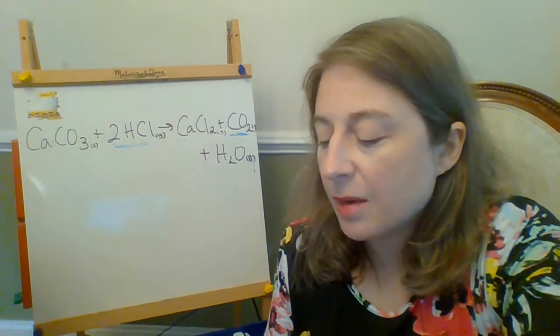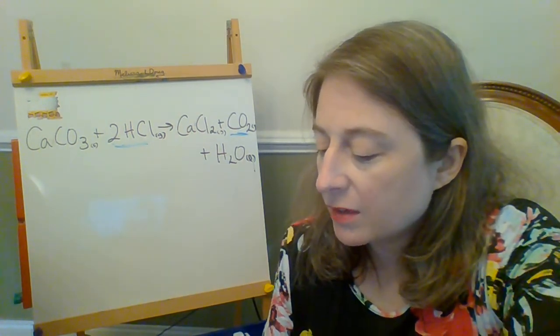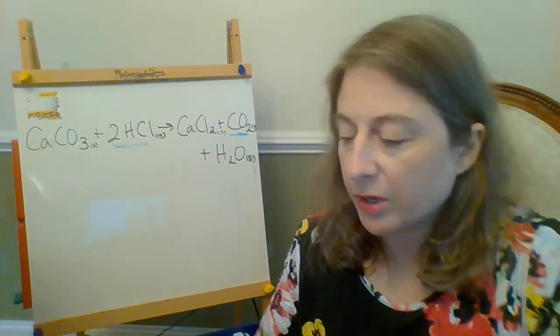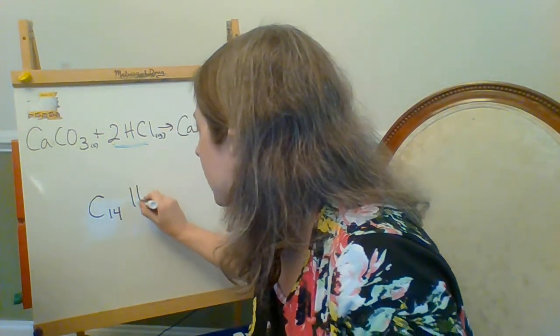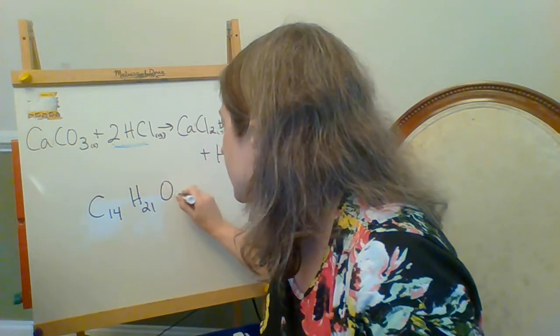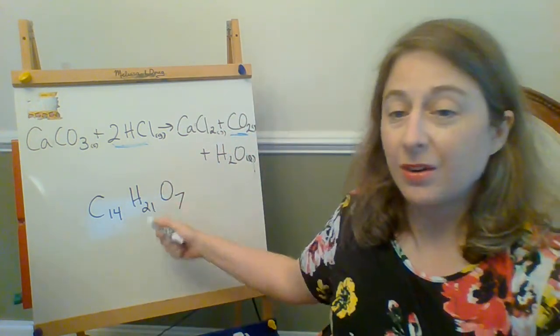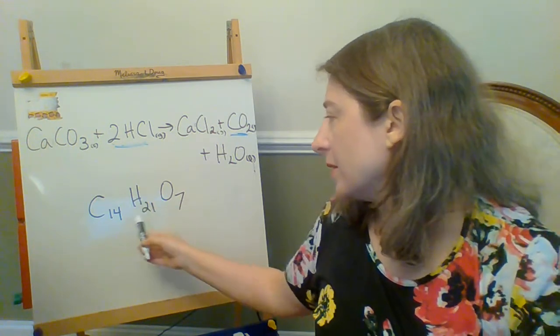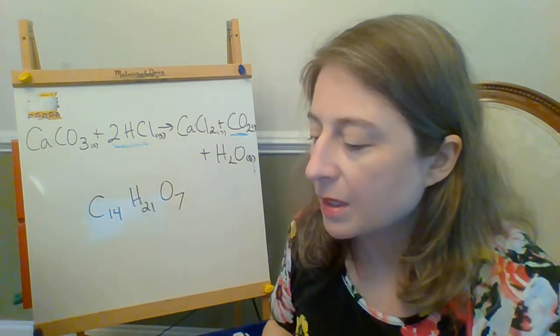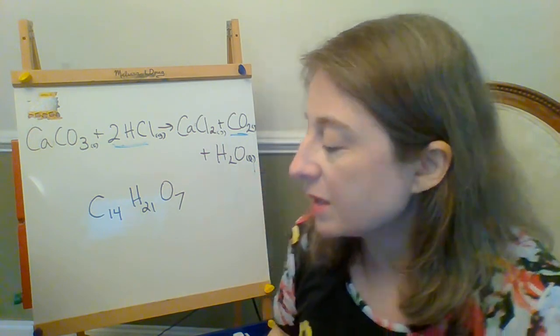Number 9, a compound has a molecular formula of C14H21O7. Right away I see all these guys are multiples of 7, right? 7 times 1, 7 times 2, 7 times 3. And it asks what is the empirical formula.